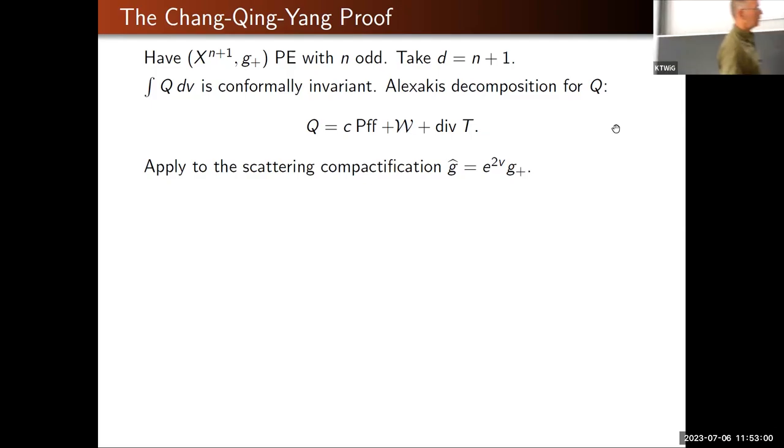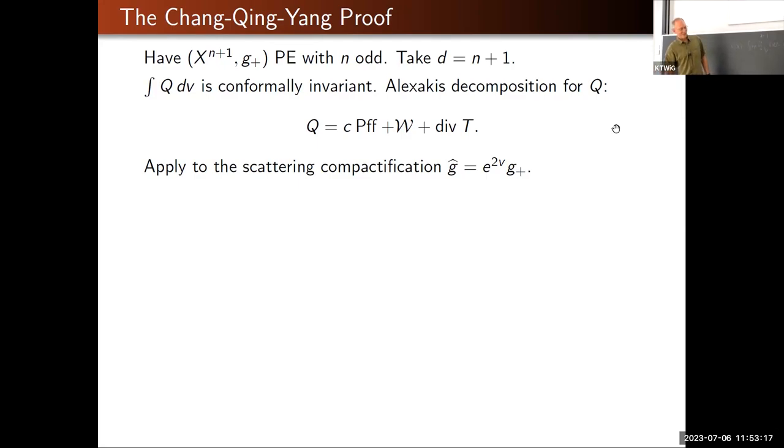So I understand that the assumption is that the integral is over a compact manifold, but the decomposition then works even on a non-compact manifold? Yeah, I'll talk about this theorem.